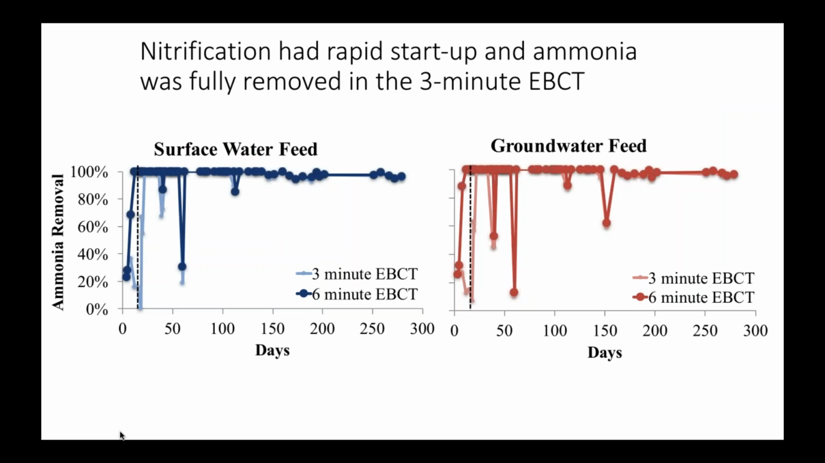So over here on the y-axis, you see the ammonia removal over time for the surface water feed and groundwater feed. And what you can see is that there was 100% removal of ammonia within 1 week. And within an additional 2 weeks, all of that removal, which was actually being oxidized all the way to nitrate, was taking place in the first biofilter in each of the trains, so the 3-minute empty bed contact time, and that happened for basically the entire experiment.